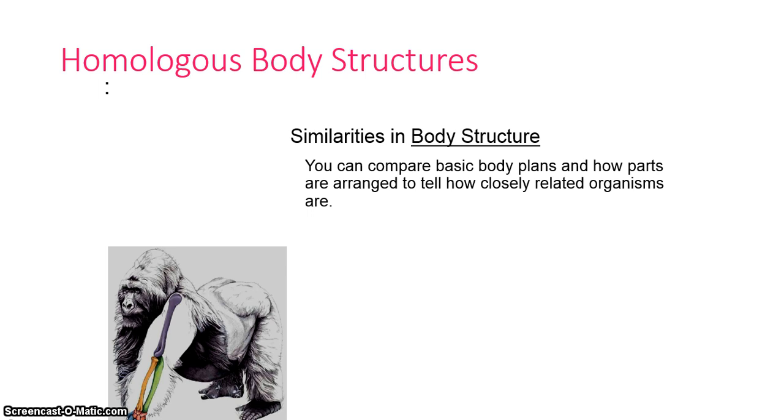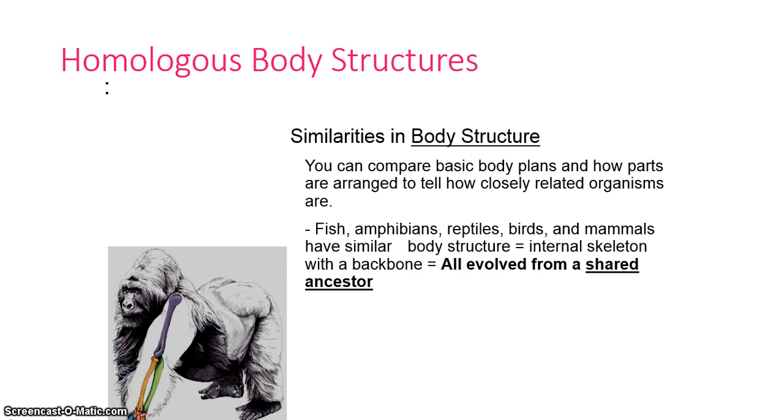So let's talk about homologous body structures. The word homologous means similarities. So we're looking at similarities in body structure. And you can compare basic body plans and how parts are arranged to tell how closely related organisms are, right? The more parts they have in common, the more closely related they are.